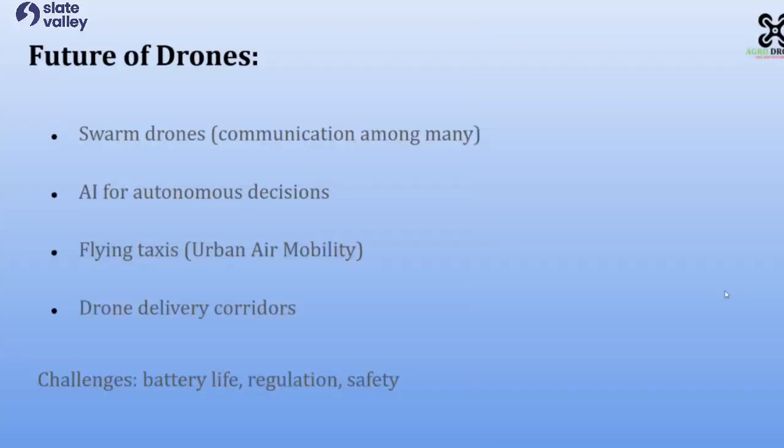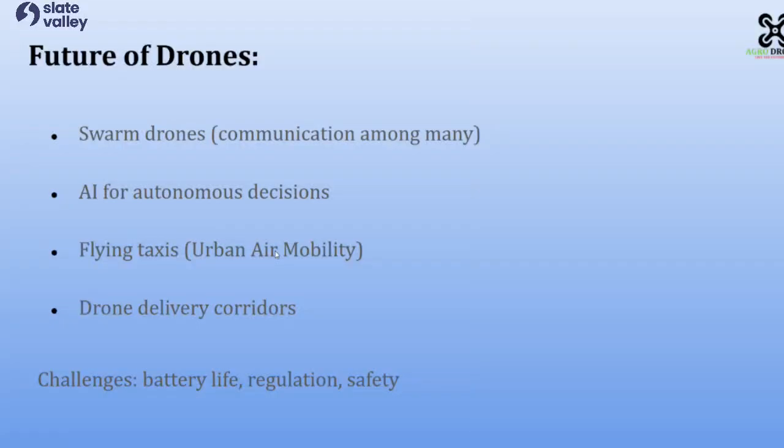Okay, then let's go to the future of drones. The future of drones may be in swarm drones, where multiple drones communicate with each other. There will be a master drone and the drones behind will follow the master. And AI for autonomous decisions like path navigation: if there is any obstacle, the drone has to navigate by avoiding that obstacle. And flying taxis. The main future is flying air taxis.